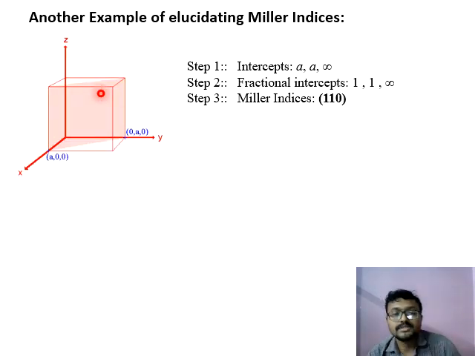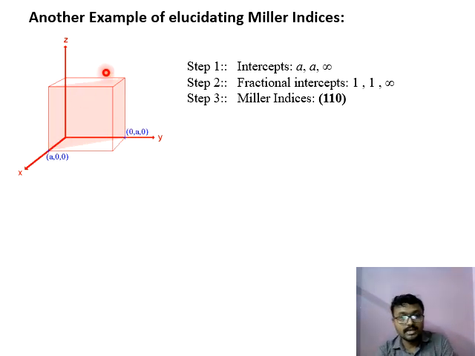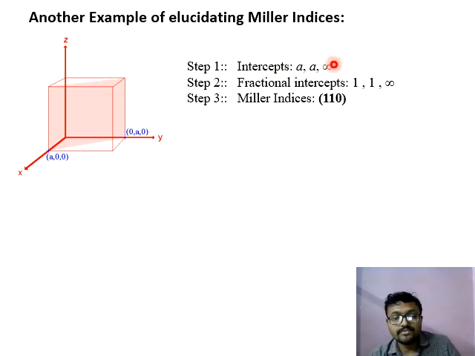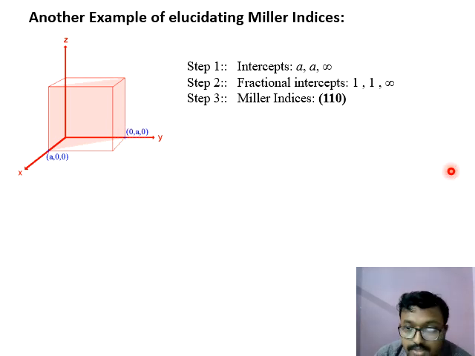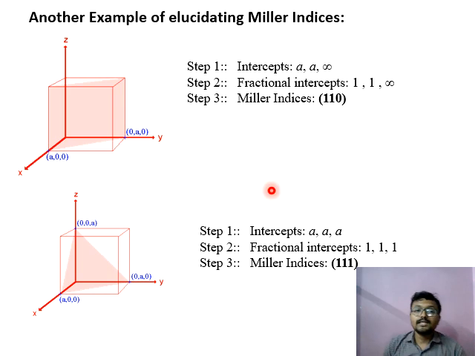Now if we have a plane which cuts the x-axis as well as the y-axis and is parallel to the z-axis, then what will be the Miller indices? For example, this plane cuts the x-axis at distance a, the y-axis also at distance a, but it is parallel to the z-axis. So the intercepts will be a, a, infinity. If we take the reciprocal, we will get 1, 1, 0. So the Miller indices will be 1, 1, 0. In that way, we can calculate the Miller indices.